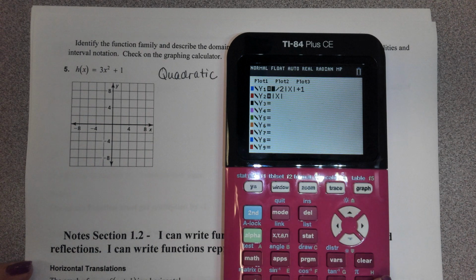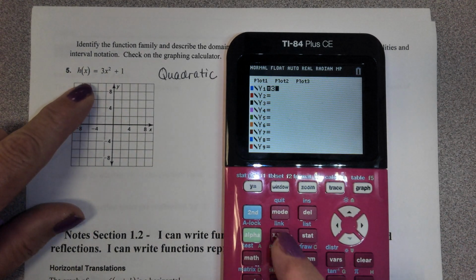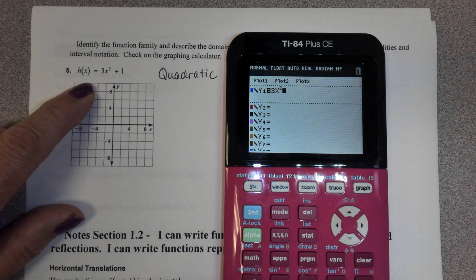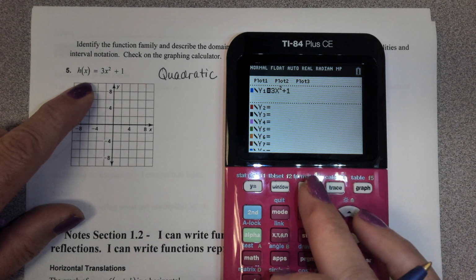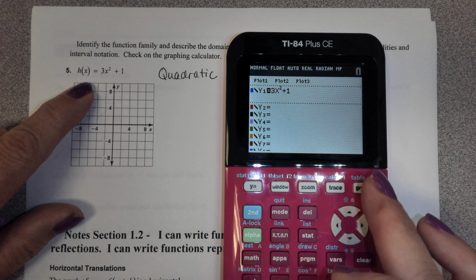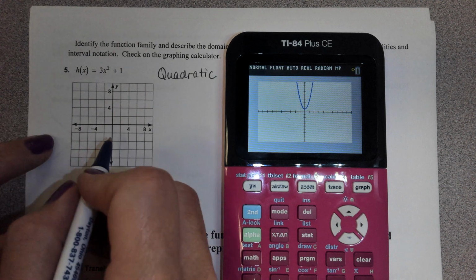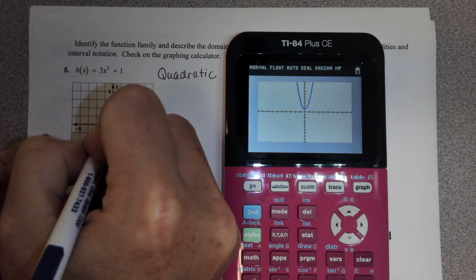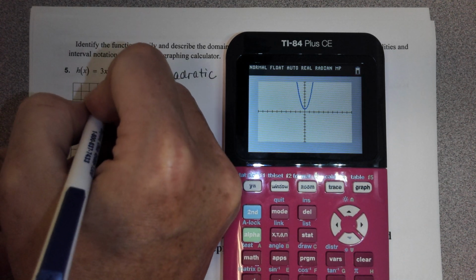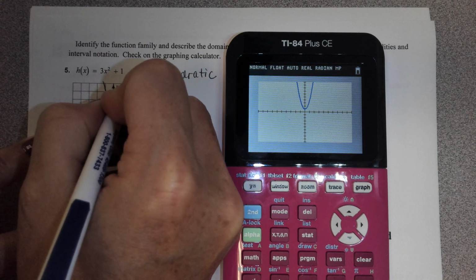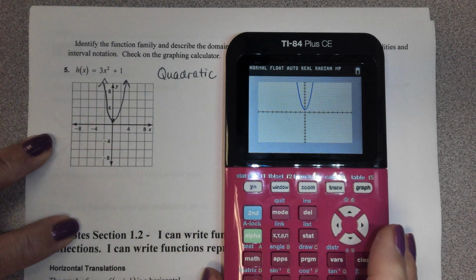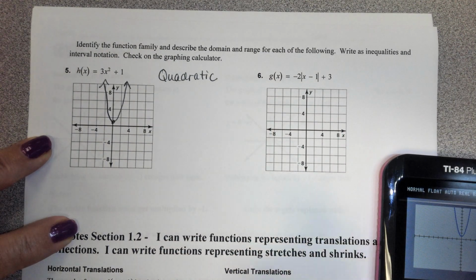So I'm going to go to y equals, clear it all out, type it in, 3x squared plus 1. I can just hit graph now. I don't have to keep doing the zoom 6 because I've already done it. So here's our parabola. I can see it's been shifted up 1 unit. And I don't have to be exact here. I just want to get a kind of basic shape going. There we go. Now we're going to write the domain and range.